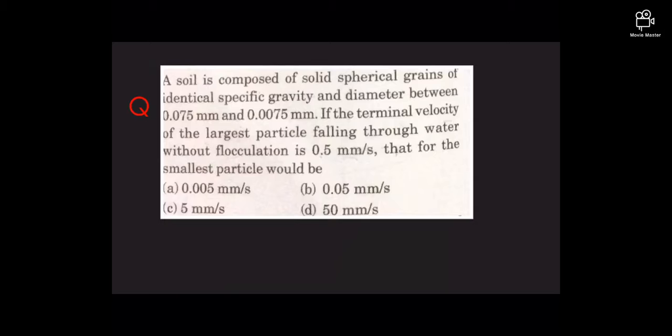Next question. A soil is composed of solid spherical grains of identical specific gravity and diameter between 0.075 mm and 0.0075 mm. If the terminal velocity of the largest particle falling through water without flocculation is 0.5 mm per second, that for the smallest particle would be what?